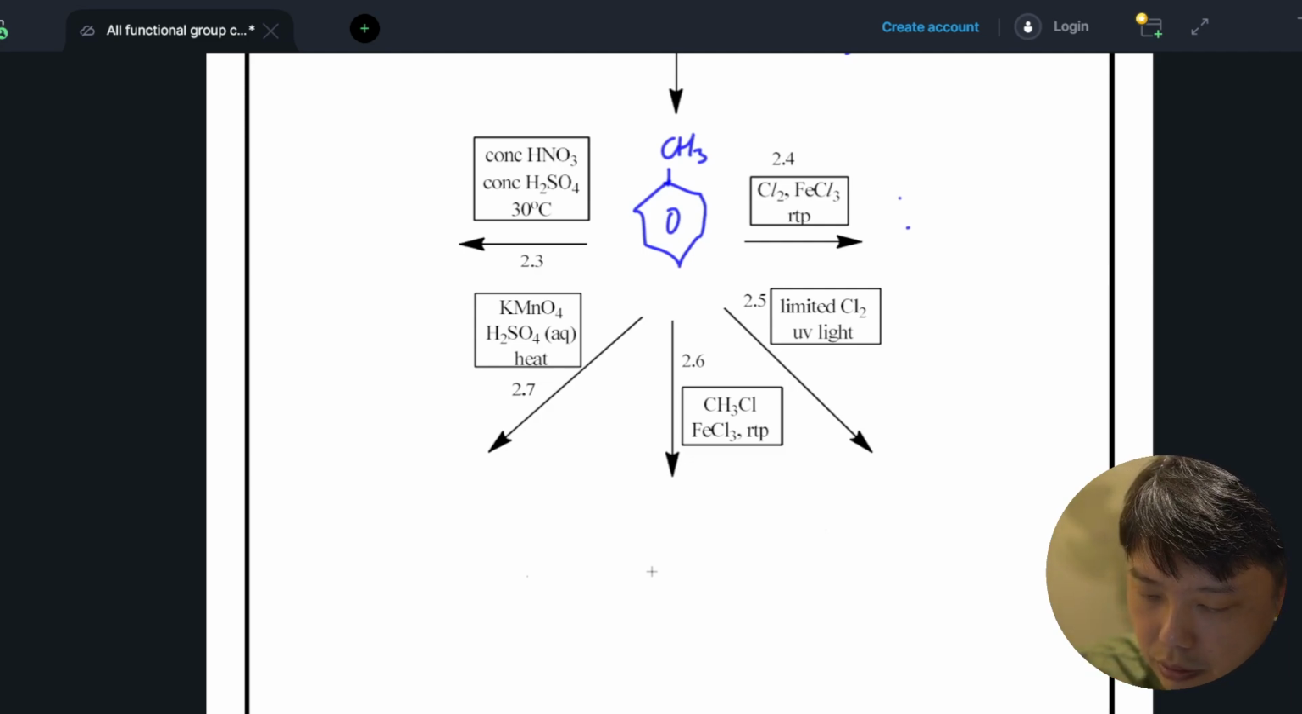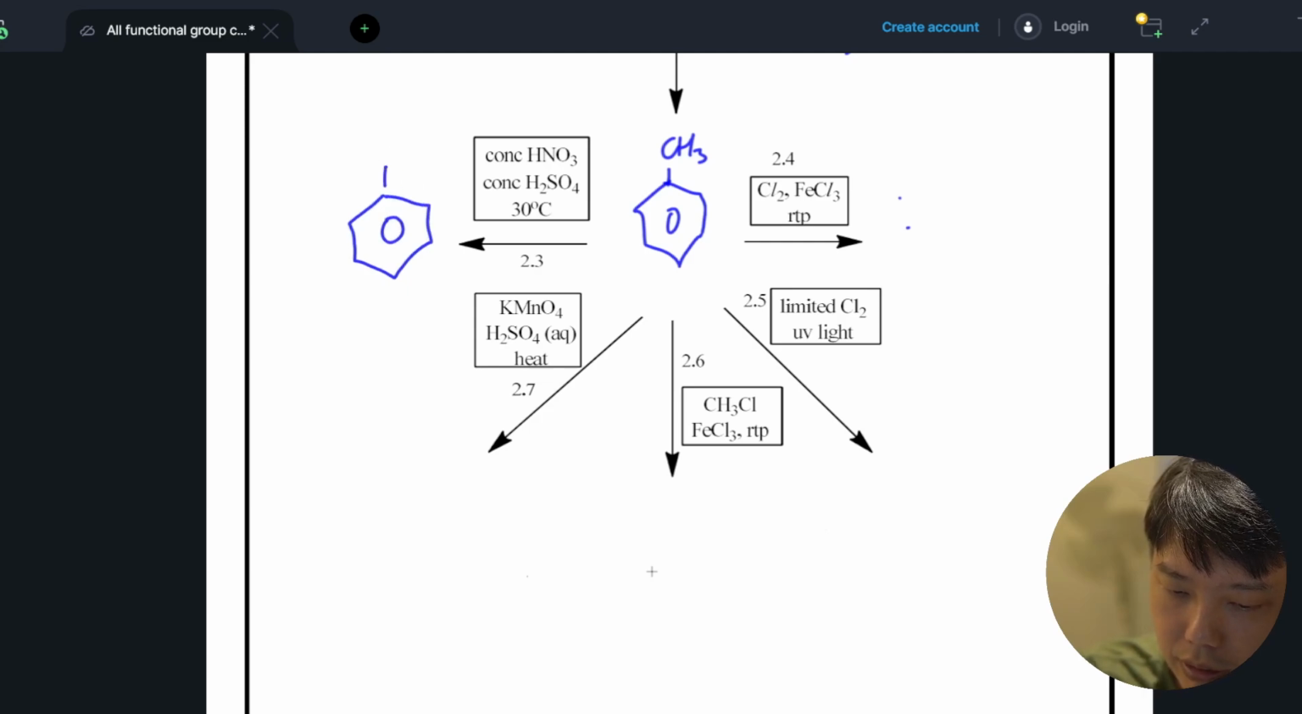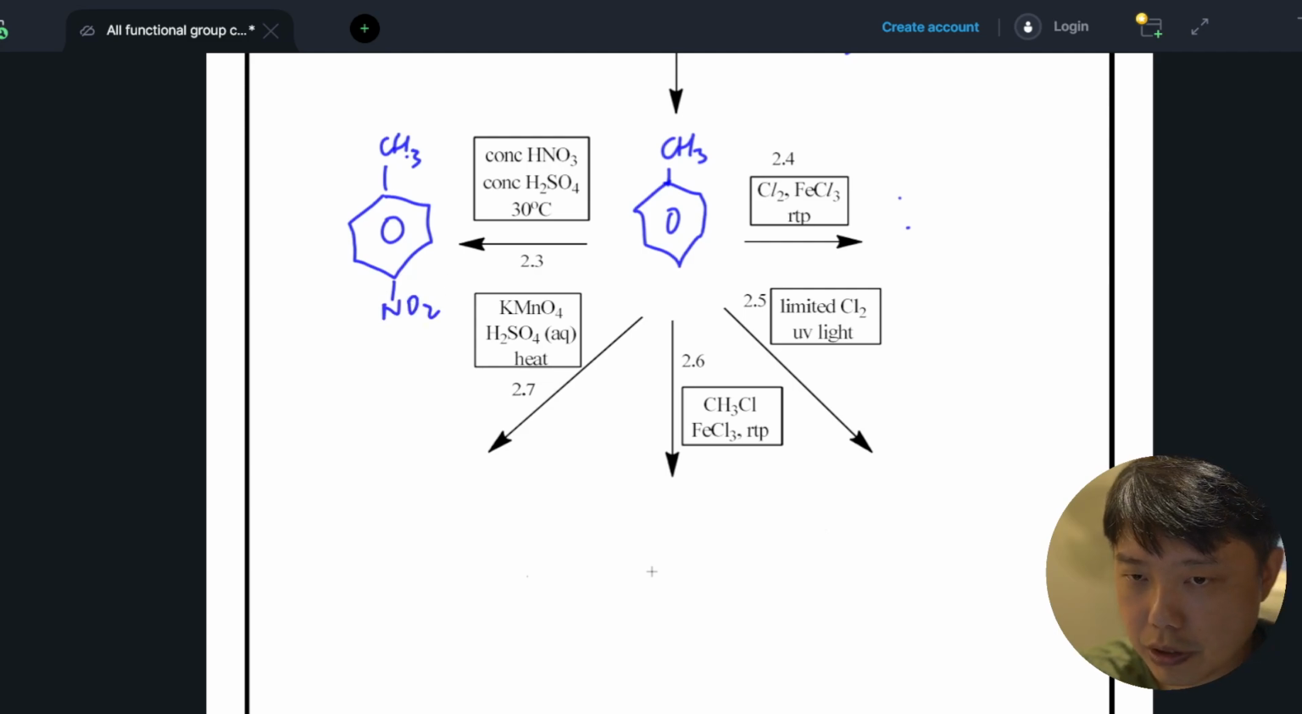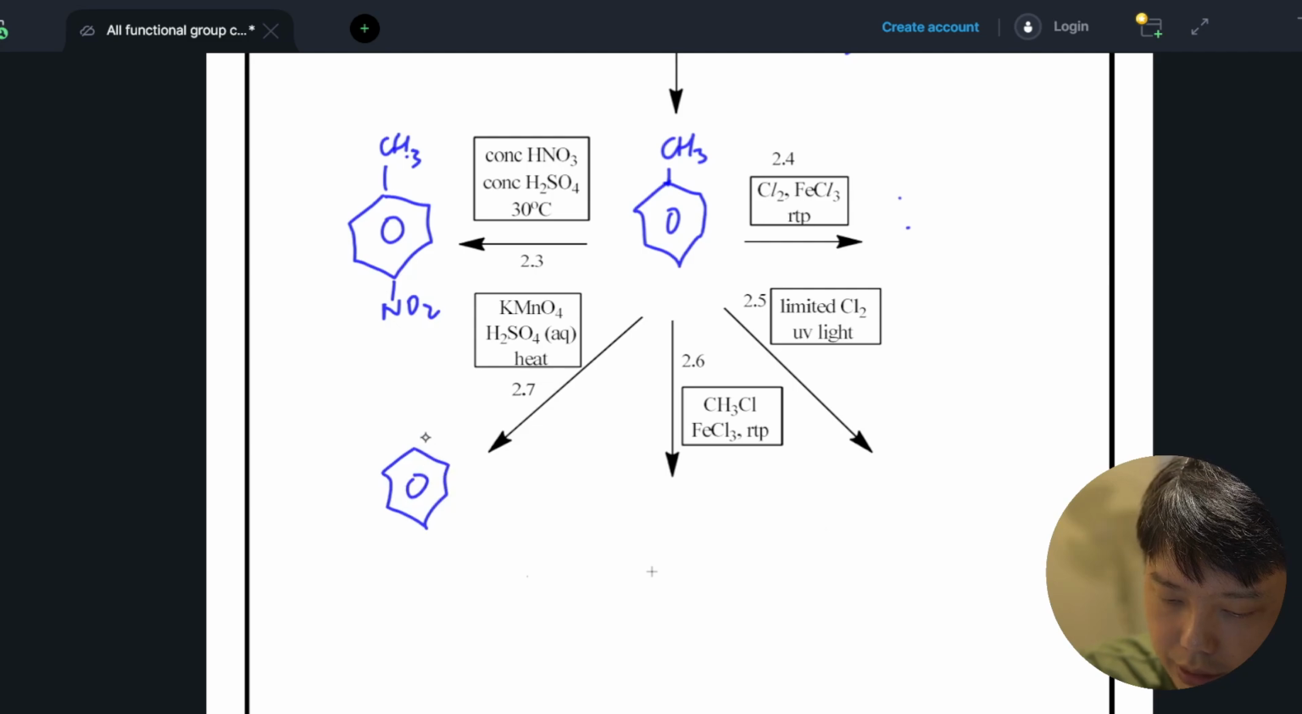Okay, so we do repeat some of the same reactions. So concentrated nitric and sulfuric acid, this time around at 30 degrees, because the ring is slightly activated by the electron donating methyl group. As it is 2,4 directing, I can put my nitro group on the 4th position. Then if I use hot acidified KMnO4, I am going to get benzoic acid, because this is a side chain oxidation.